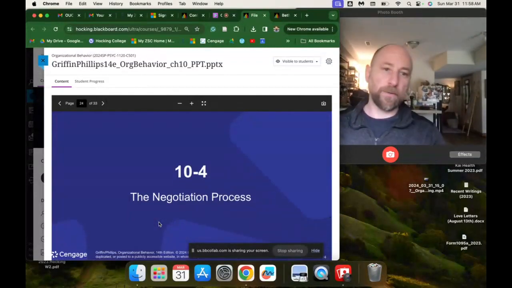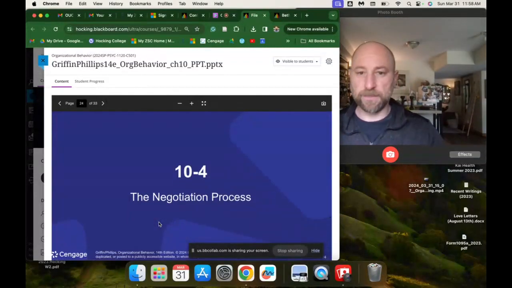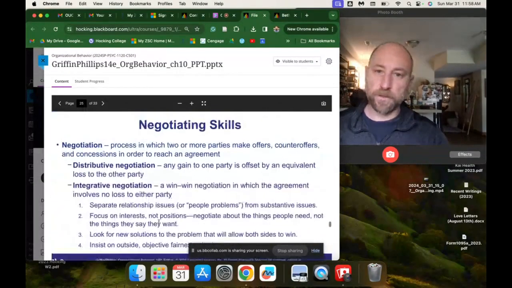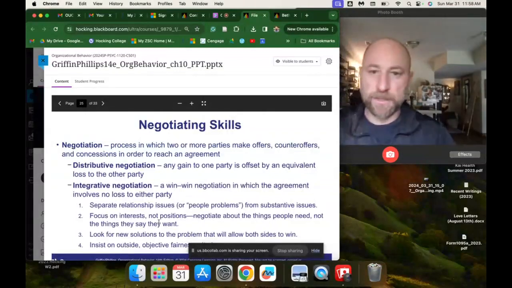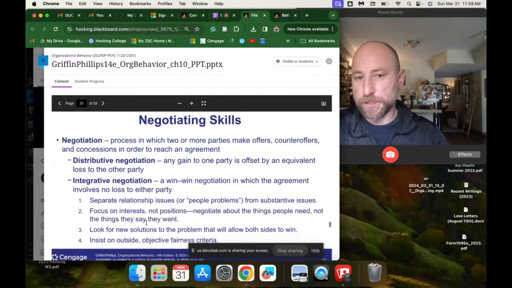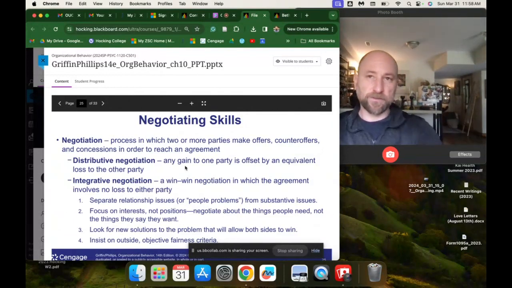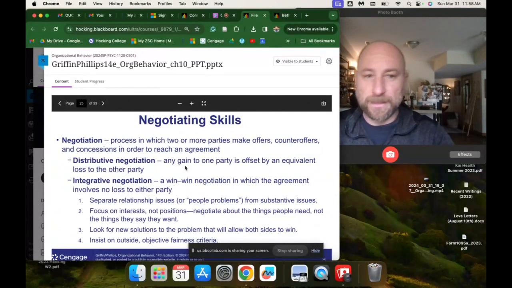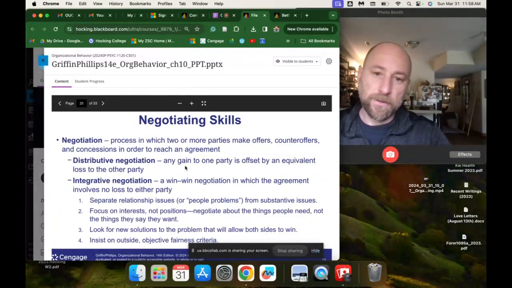Okay, so now we're moving away from conflict resolution, escalation, de-escalation stuff into negotiation. Negotiation is sort of related to conflict management, but also its own topic. A process in which 2 or more parties make offers, counter-offers, and concessions in order to reach an agreement. A distributive negotiation is when any gain to one party is offset by an equivalent loss to the other party. So you've got $100, you're trying to decide how to divide them. If one person gets 90, the other person's only going to get 10.